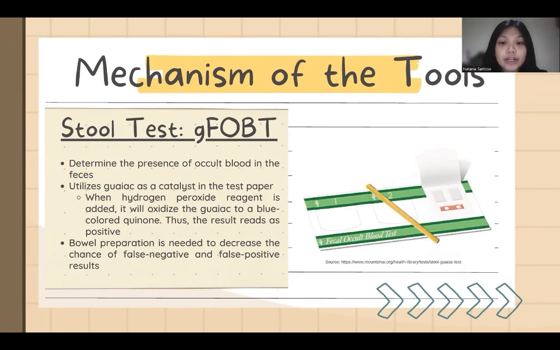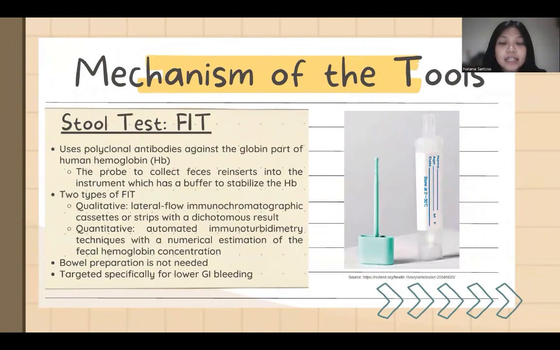It utilizes guaiac as a catalyst in the test paper. When hydrogen peroxide reagent is added, it will oxidize the guaiac to a blue-colored quinone. Thus, the result reads as positive. Preparation is needed prior to the test in order to decrease the chance of false negative and false positive results. Next, fecal immunochemical test or FIT.